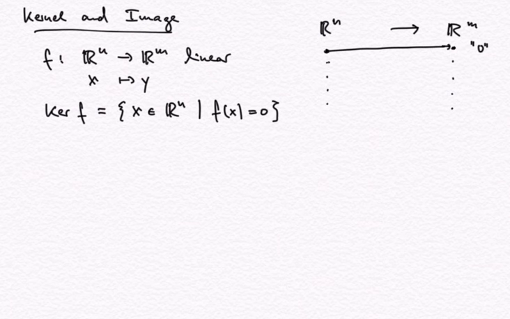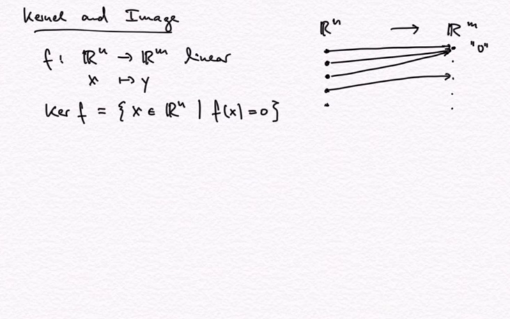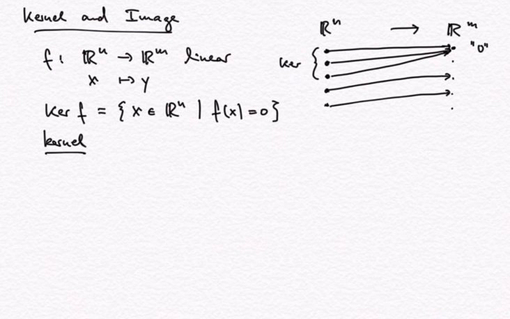I can have the situation that several elements in the domain are being mapped to the zero vector, and other elements are being mapped to non-zero vectors. Then the subset of elements in the domain that is being mapped to zero is the kernel. Sometimes also called null space.